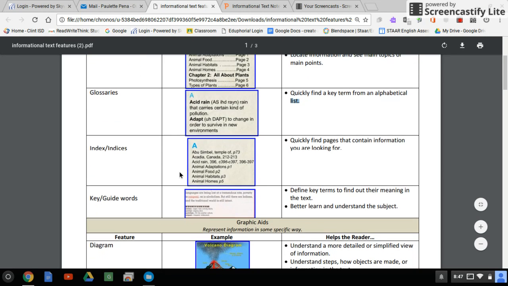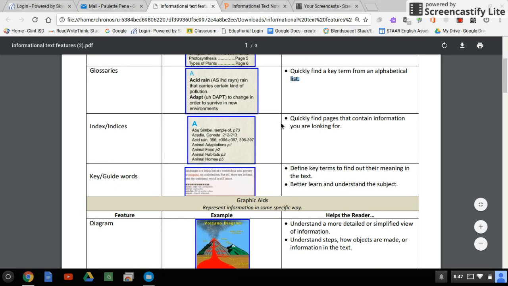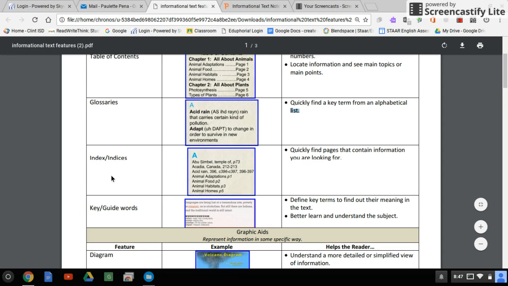The next one is your index. The index quickly finds pages that contain information you are looking for. So how does the index help the reader? Because you can quickly find pages, information you are looking for. Highlight all of that. Quickly find pages, information you are looking for.